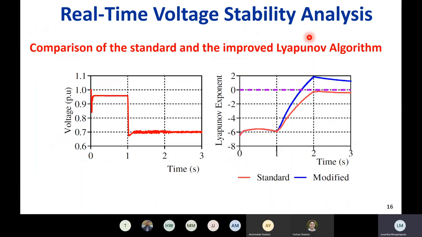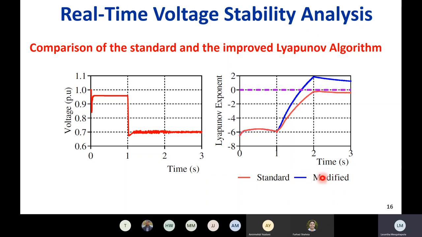On the left-hand side, you can see a voltage waveform, and at one point it falls to 0.7. The 0.7 is a voltage which can be considered a point at which the system voltage has severely dropped, or it could lead to instability. So that should be properly flagged. Under the standard algorithm, it won't flag as an error or instability condition.